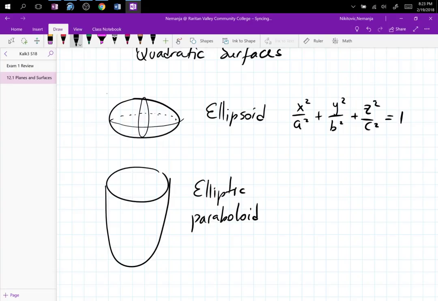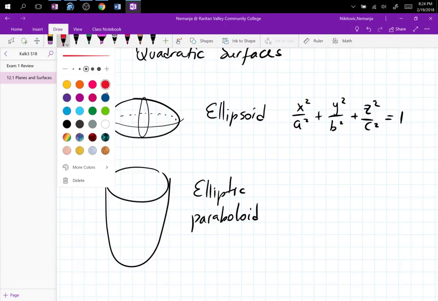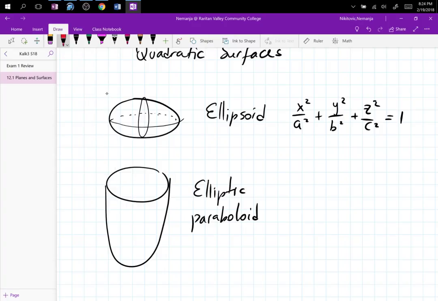Why is it called elliptic? Aren't all of these ellipses? Anytime you cut with z, you get an ellipse. Even if this is a circle, a circle is a special case of the ellipse. So anytime you cut through z, you get ellipses. Anytime you cut with the x and a y, so let's cut x, you are going to get parabolas.